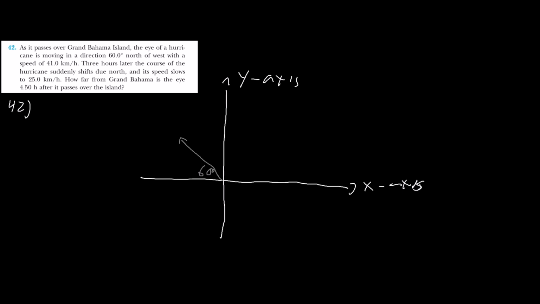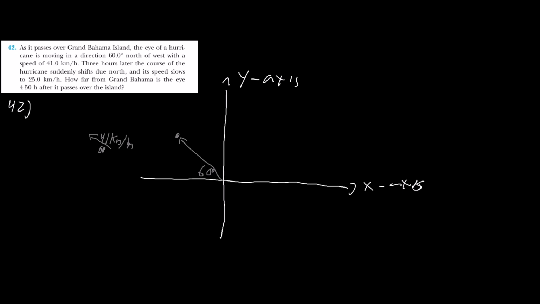Okay, so this is going to be the position. I'm not going to think of this as a velocity vector, but we know this is going to be 60 degrees right here, and this is going to be 41 kilometers per hour. So this is not the velocity vector. This is a position vector. I know I drew this a little mixed up, but I want to make this distinction. So the eye of the hurricane is moving at 60 degrees north of west with a speed of 41 kilometers per hour. This is what I wrote down. So the eye of the hurricane is moving at that speed.